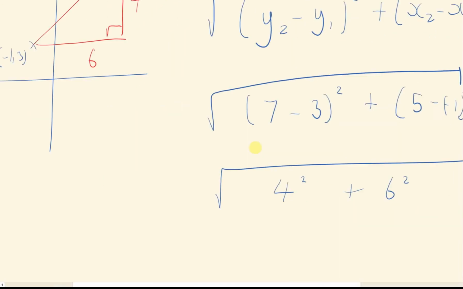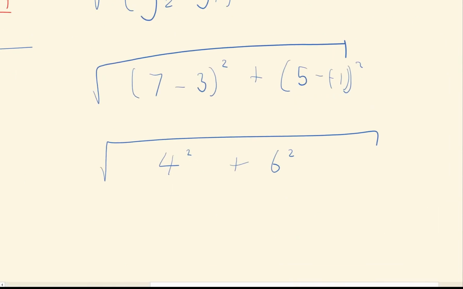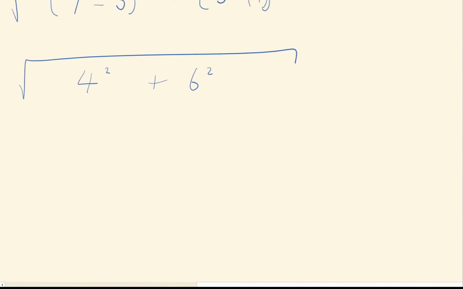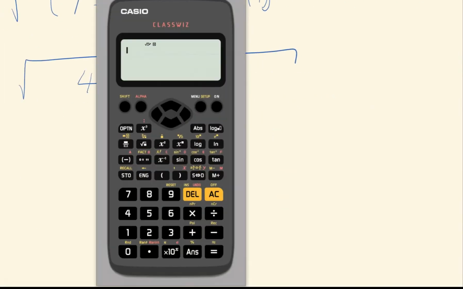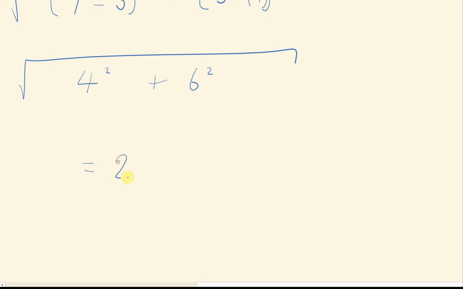Key thing here, we're now going to work it out, but it wants an exact answer. Whenever it says exact answer, that means you cannot round it. So let me show you what I mean. If I grab my calculator and type that in, so square root of 4 squared plus 6 squared, I get 2 root 13. And that's the answer it wants you to give.